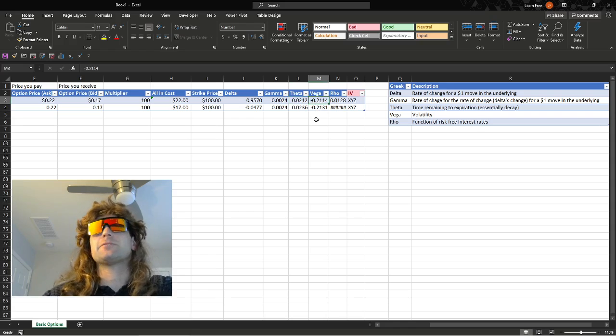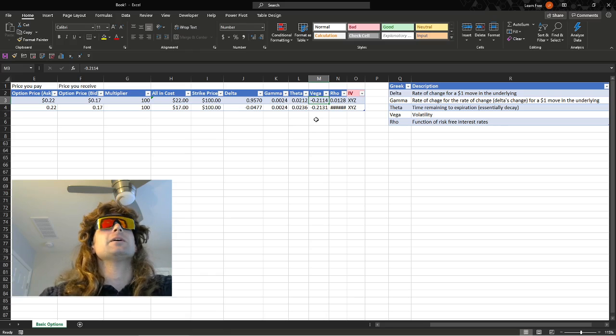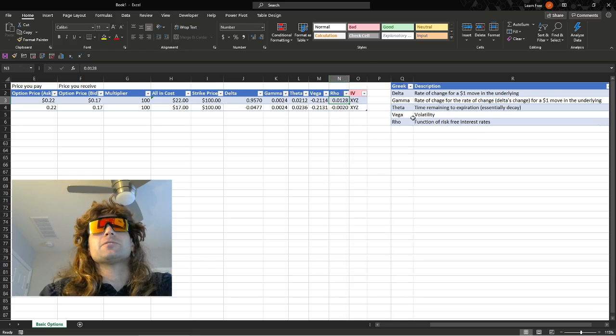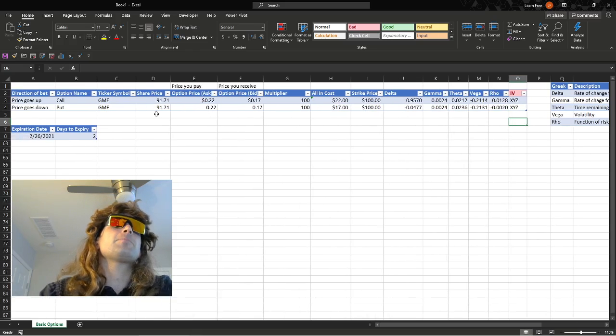Vega is a proxy for volatility, basically how much the stock could move up or down. And it's based on historical average. And then you have rho. Rho is based on an interest rate derivative, so a function of the risk-free interest rate. And then this one, I'm not going to go into very much, but implied volatility is a critical input in pricing options and seeing what the market is. So before you even start trading these, you better know what implied volatility is. So you got a little homework there.